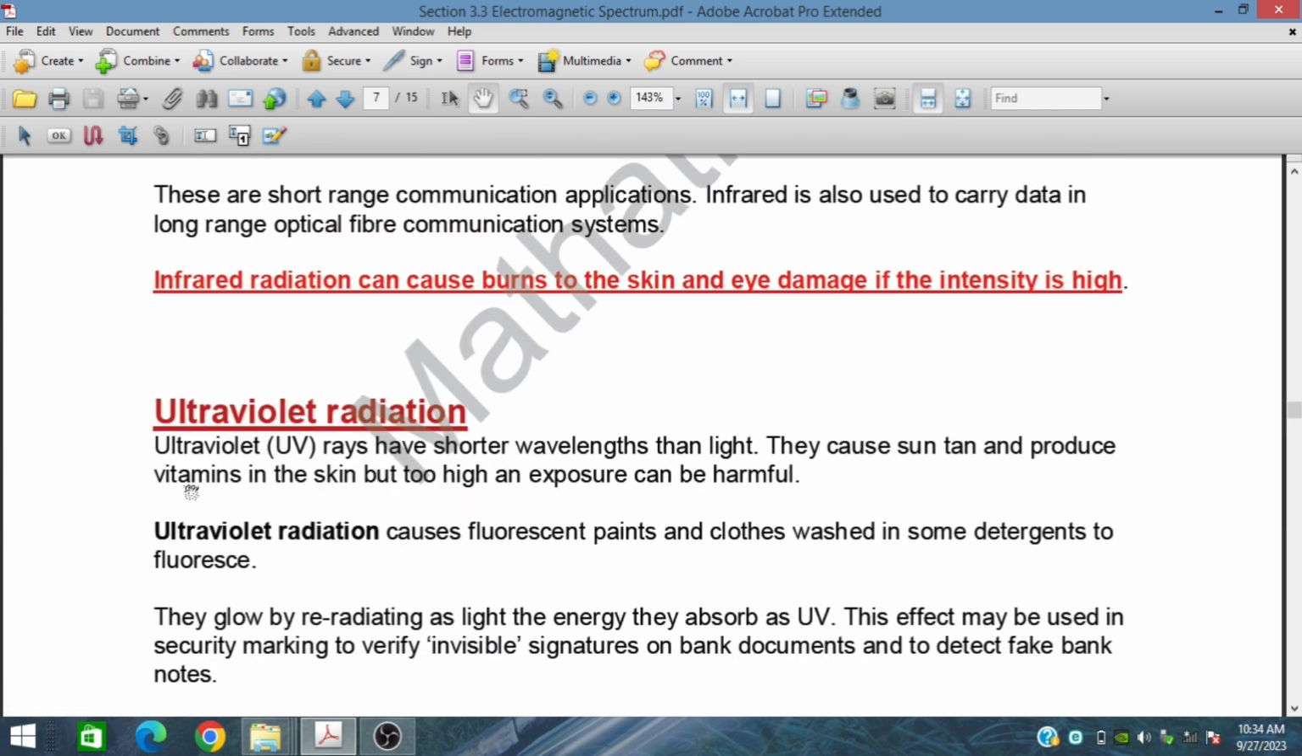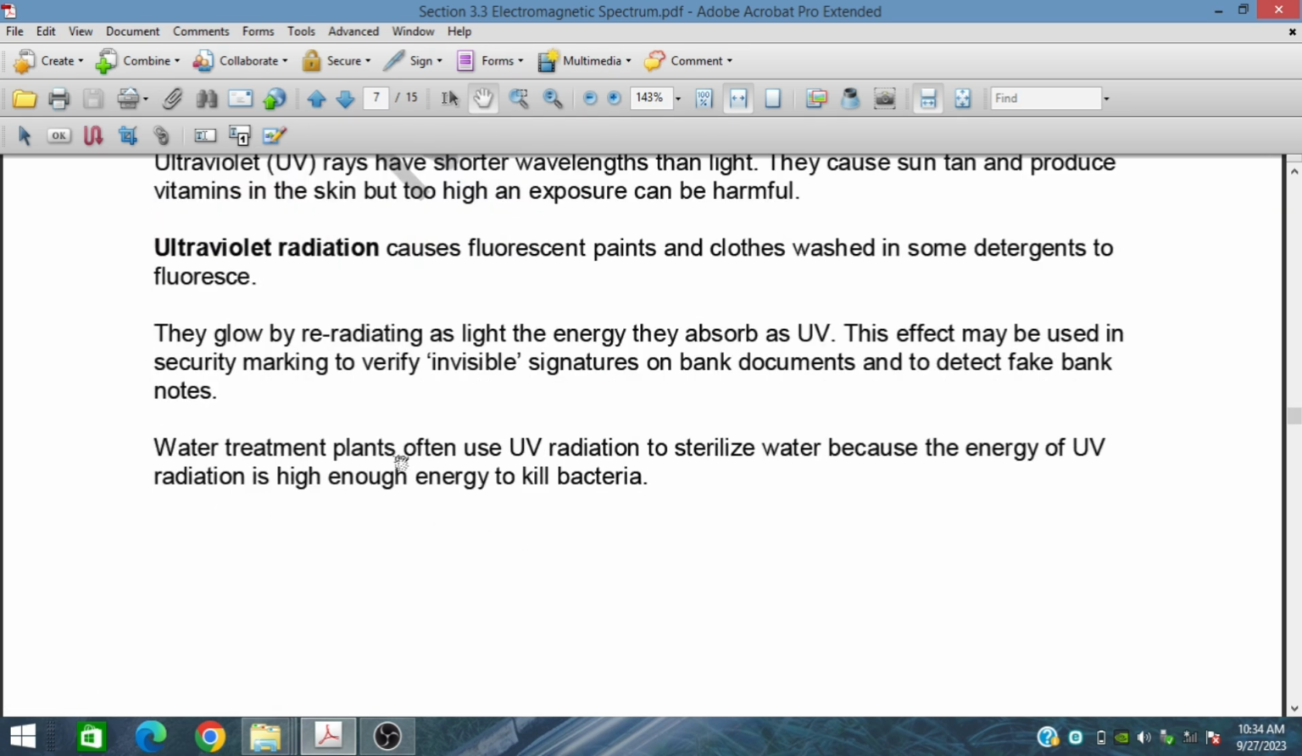Similarly, ultraviolet radiation has a shorter wavelength than light. It causes suntan and produces vitamin D in the skin, but too high an exposure can be harmful. Ultraviolet radiation causes fluorescent paint and the colour brighteners in some detergents to fluoresce. Water treatment plants use UV to sterilize water because the energy of UV radiation is high enough to kill bacteria. So UV is used for killing bacteria in water.